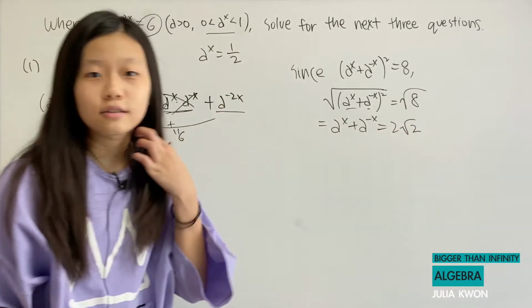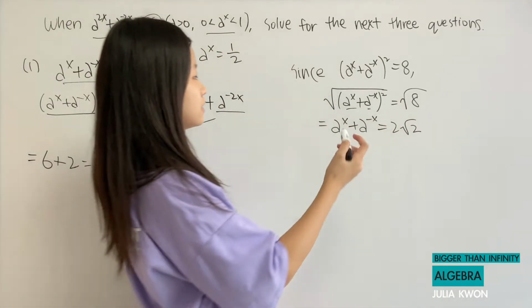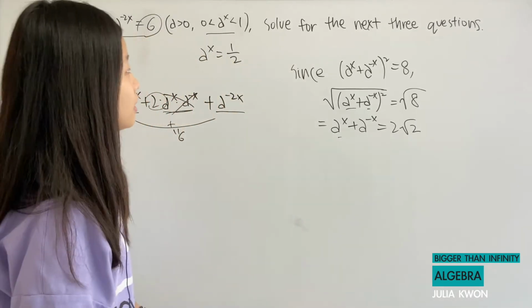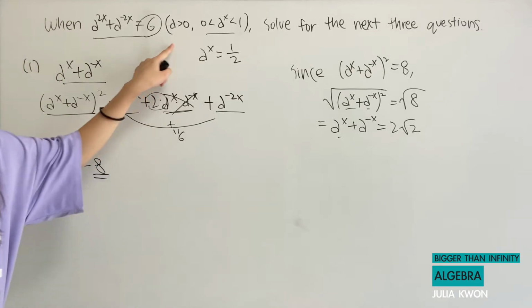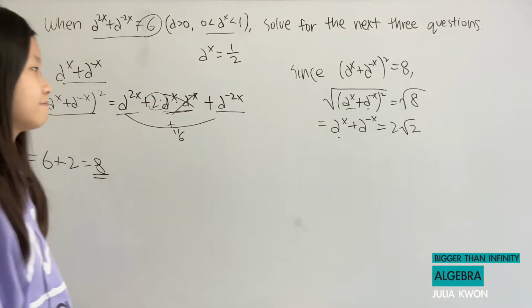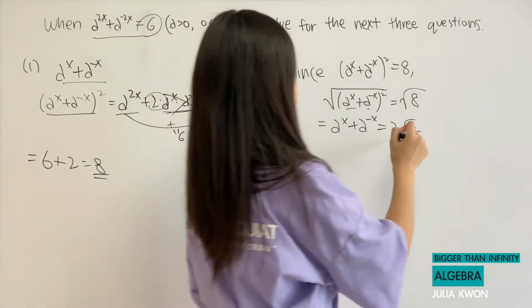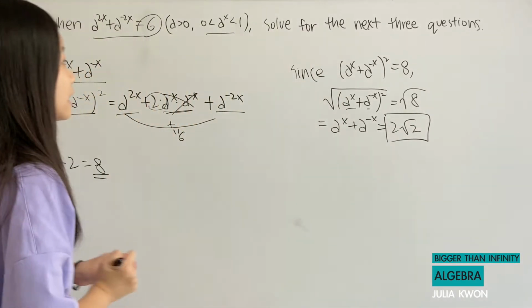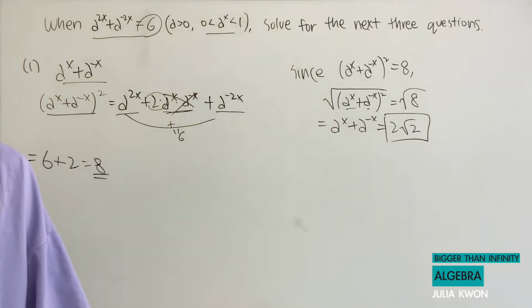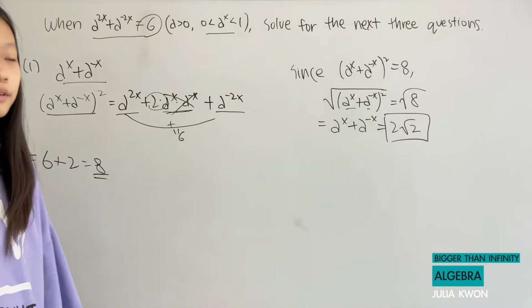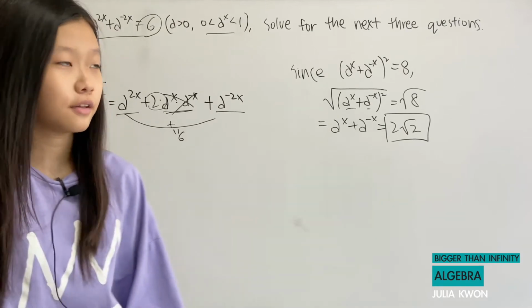And you might ask, why can't this be equal to plus or minus 2 times square root of 2? Well, that is because it says here that a is positive. So yeah, that is the answer for number 1. And now I'm going to erase this whole thing and write question number 2 and 3, since they're kind of related together.